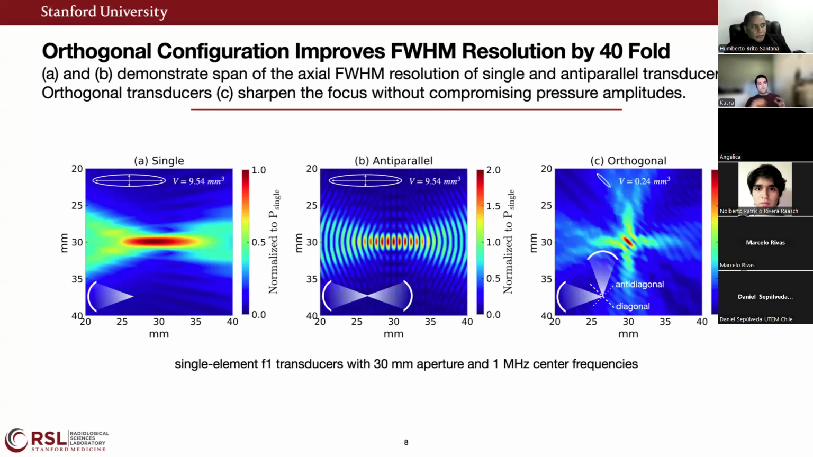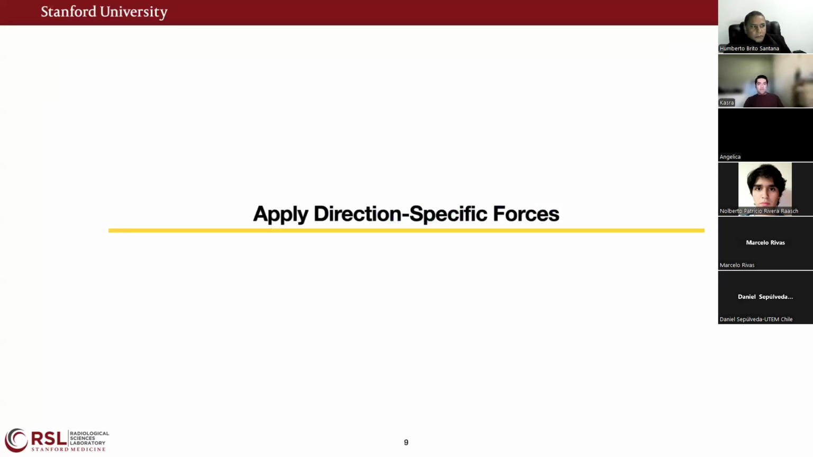But in panel C, when we place them at 90-degree angles, all of a sudden you have a 40-fold gain in your spatial resolution, and we are reaching sub-cubic millimeters, 0.24 cubic millimeters, in this case, in terms of target volume. So it was interesting for us to see that by just this simple rearrangement of the 2 transducers and changing nothing else, we were able to reach sub-cubic millimeters at 1 megahertz frequency, sorry. The next thing is application of direction-specific forces.